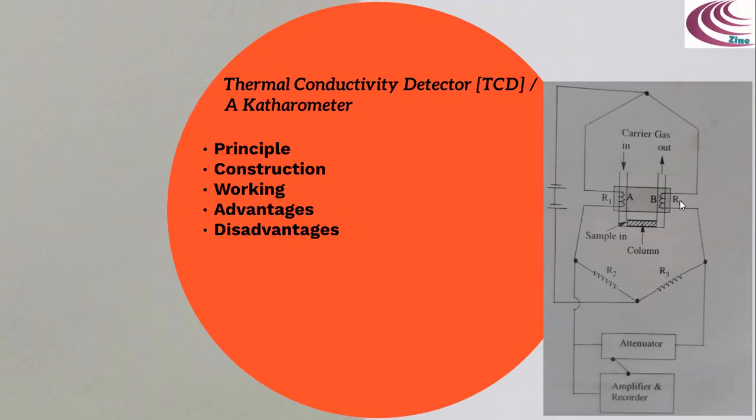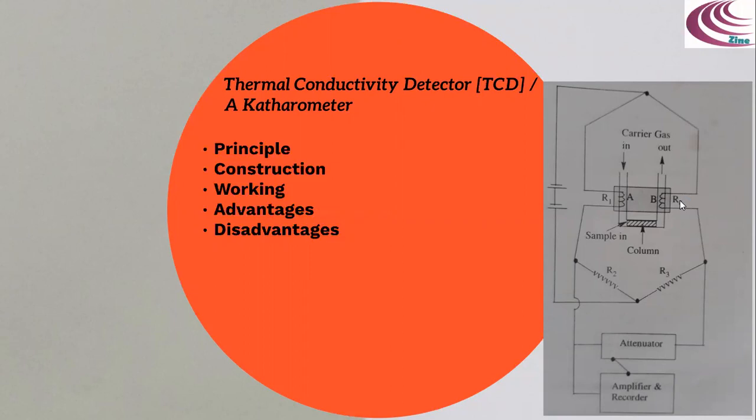When the carrier gas is passed over coil A, which is placed before the sample injection system, depending on its thermal conductivity, it removes some heat from the coil. The temperature of this coil A remains constant throughout the separation, since only the carrier gas passes over it. This constant temperature of the coil offers a constant resistance R1 to the flow of current.